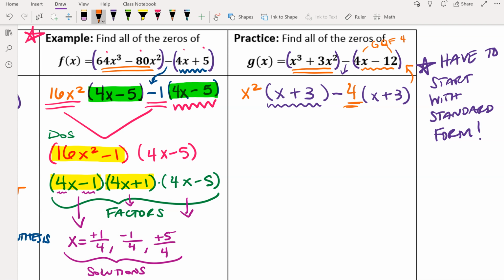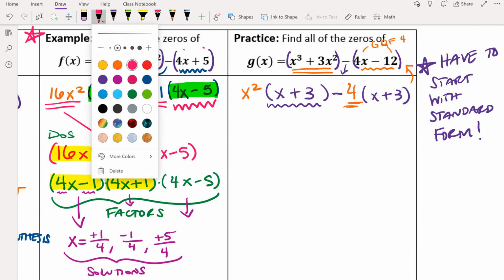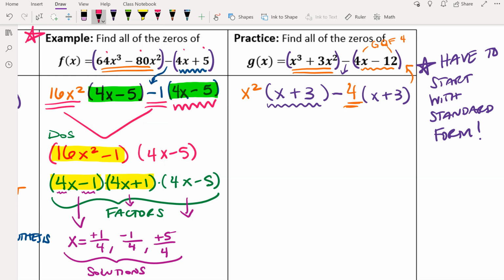So third step. Third step was combine the outsides. We did that in pink. And bring down one of the parentheses. Okay, so now combine the outsides. Go ahead and do that on your paper and bring down one of the parentheses. And it should look like this. X squared minus 4. We combined the outsides. And now we're going to copy one of the parentheses. X plus 3.